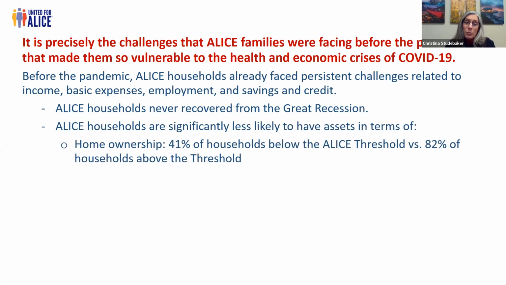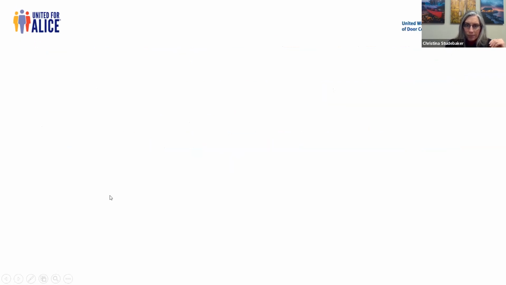So we talk about this before about individual households facing economic crisis, like you've got a big health bill or your car breaks down. Well, now the pandemic created that intense crisis across all ALICE households all at the same time. And they don't have assets to protect themselves. Only 41% of them below the threshold were homeowners compared to 82% above. So you can't tap into that equity or other factors to give you a financial lifeline.